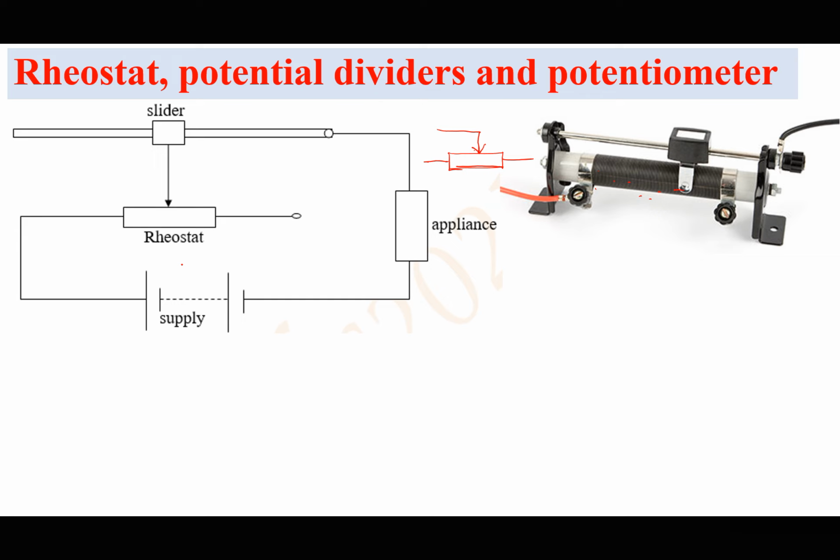By sliding the contact, we are varying the resistance. And because V equals IR, if we are varying the resistance, then we are varying the PD across the wire of the rheostat. And therefore, the rheostat is going to be acting as a potential divider.